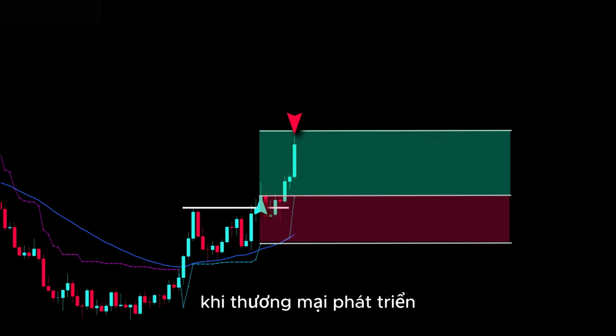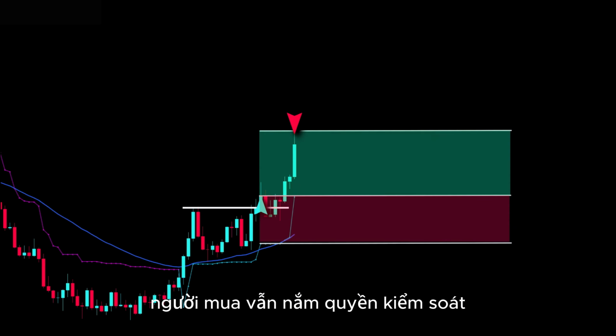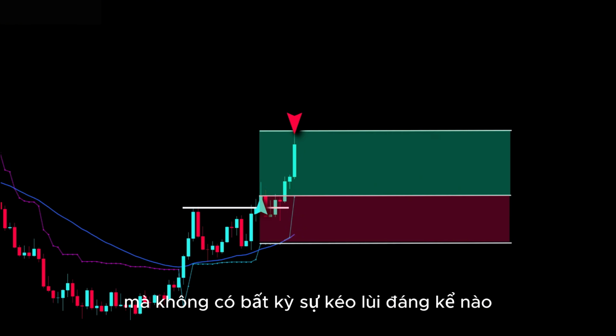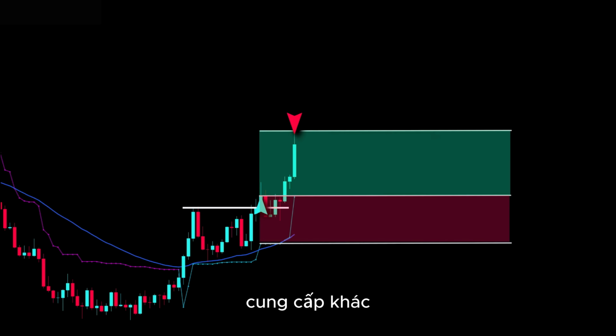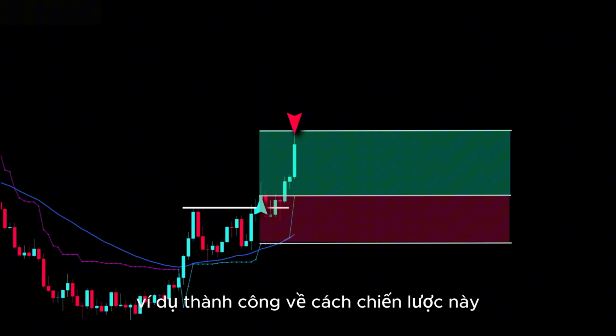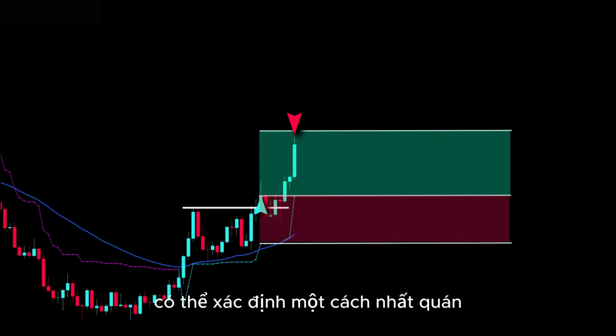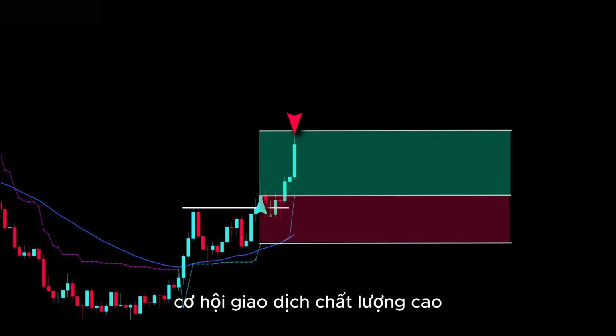As the trade developed, buyers remained firmly in control and the market continued climbing higher. Without any significant pullback, the price eventually reached my predefined profit target, providing another successful example of how this strategy can consistently identify high-quality trading opportunities.